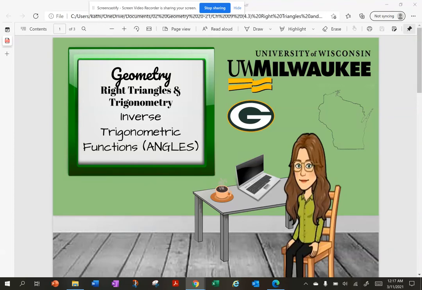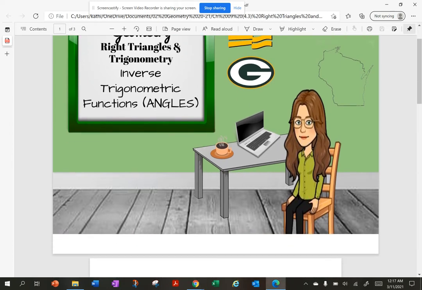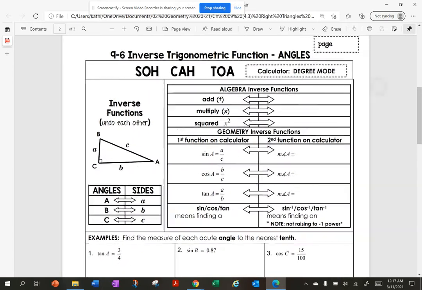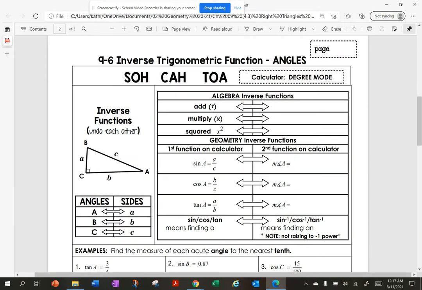Today's lesson is inverse trigonometric functions. So we've been solving for sides. Now we are going to solve for the angles. Okay, so I'm still using my three trigonometric functions for sine, cosine, and tangent.